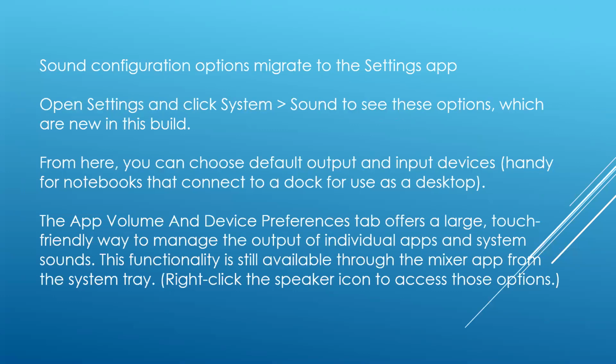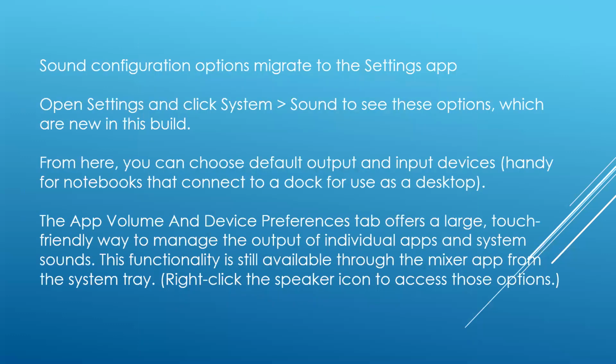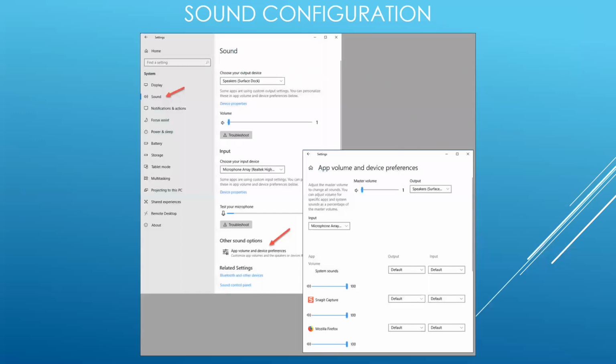use as a desktop. The App Volume and Device Preferences tab offers a large number of settings as well, and ways to manage that output. This functionality is still available through the Mixer app from the system tray. You just right-click the speaker icon and you'll see those options. Again, this is what they look like, and they're under System, and then you click on Sound.